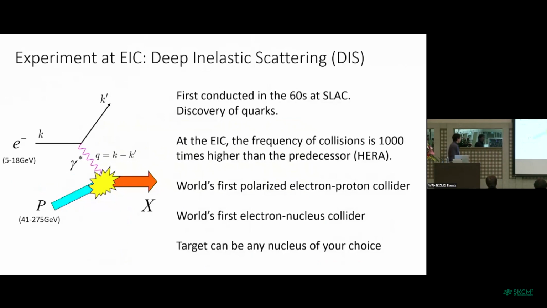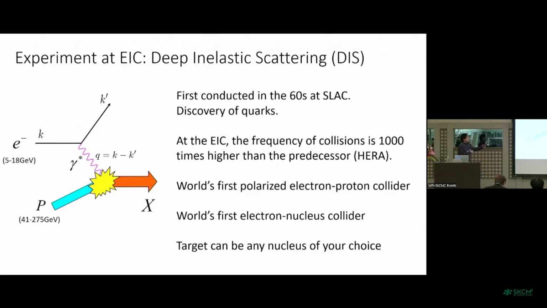So here's the experiment at the electron-ion collider. It's called deep inelastic scattering. I already talked about the elastic scattering to measure the size of the proton. That was elastic scattering. But now what we do is inelastic scattering. The electron emits a photon, and the photon hits a proton, and the proton is basically destroyed and goes into a bunch of hadrons like pions. This experiment was first conducted in the 60s at SLAC in the US, and this actually led to the discovery of quarks. This was experimental evidence of the existence of the quark at the time.